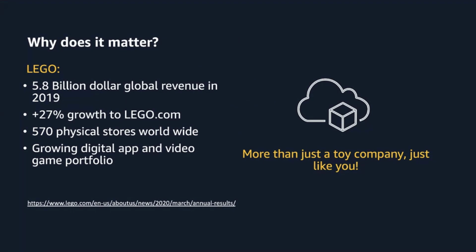Lego took advantage of the scalability that event-driven architecture provides. They had $6 billion of revenue in 2019 and continue to grow Lego.com. They have hundreds of stores worldwide and a growing digital portfolio. Because they use serverless architecture, they don't have to worry about scale.